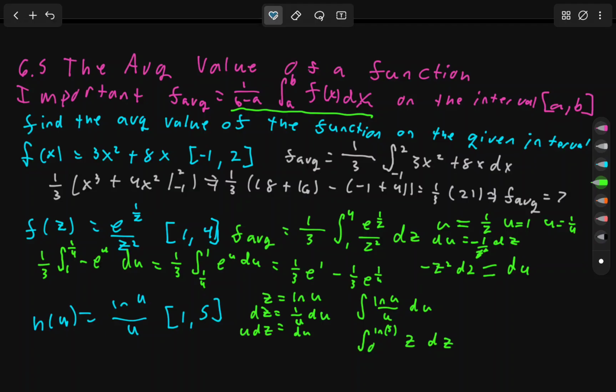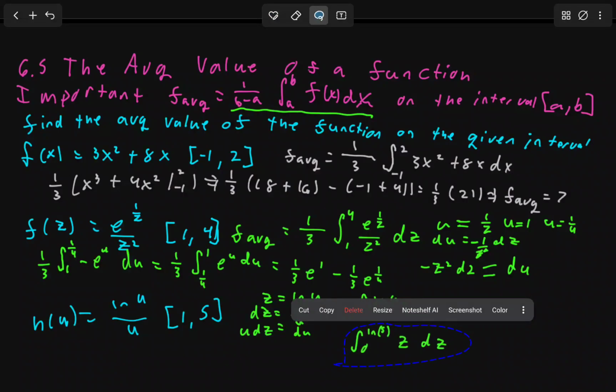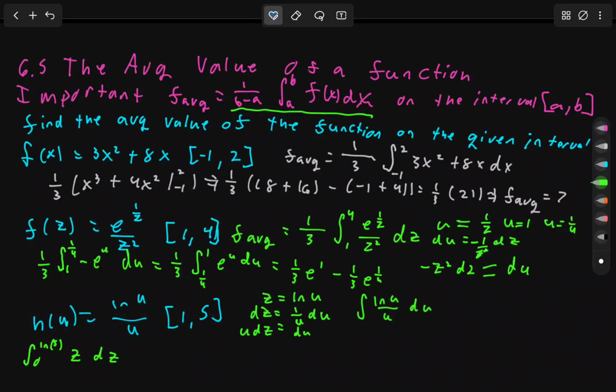Alright, well, I suppose I have to evaluate this now. And this will give us our value, and then we'll have to divide this by the width of the interval. So in this case, we are going to get z squared divided by 2, evaluated from 0 to the natural log of 5. Plugging in natural log of 5, we just get the natural log of 5 squared divided by 2, minus 0, which is just 0.